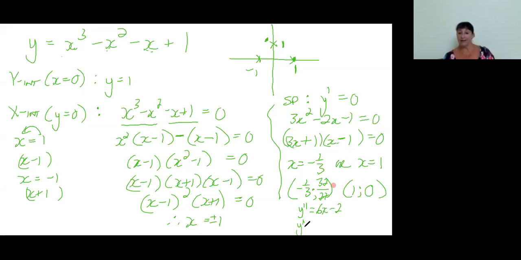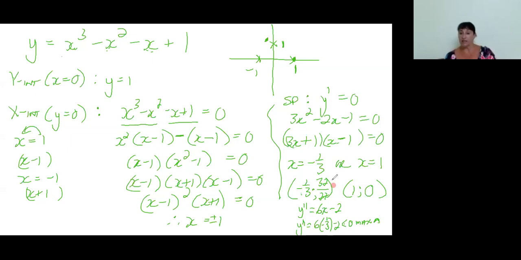I then substitute these x's into the second derivative. So first the minus a third. And if I work that out, I'm going to get a negative answer. It is irrelevant what the value is. All I'm interested in is to notice if it's negative or positive. Negative means that it is a maximum. So it looks like that.